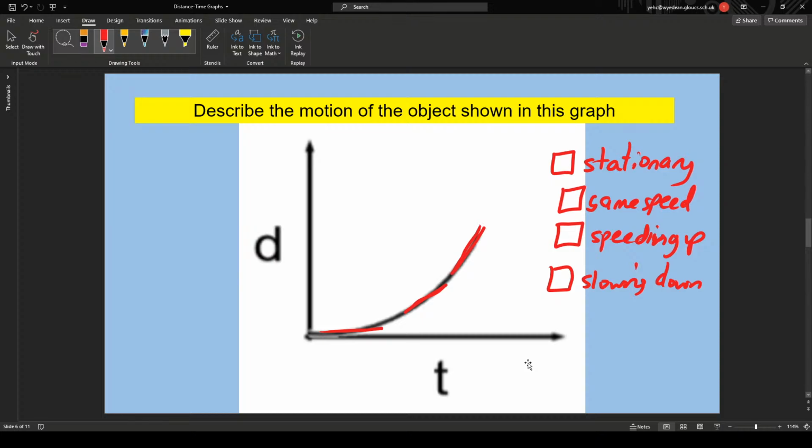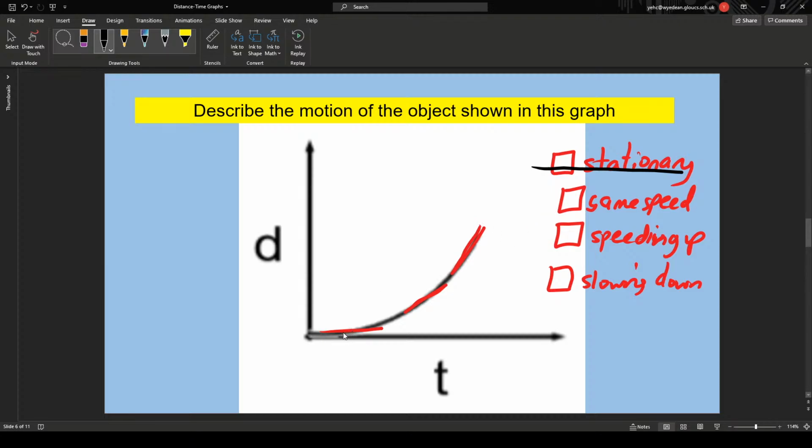Speeding up, very good. So let me just re-explain with process of elimination. Well, it's not stationary. We know it's not stationary because its distance is changing over time. If an object was stationary, the distance wouldn't be changing at all. It's not the same speed because if it was the same speed, it'd be the same gradient or the same slope the whole way through.